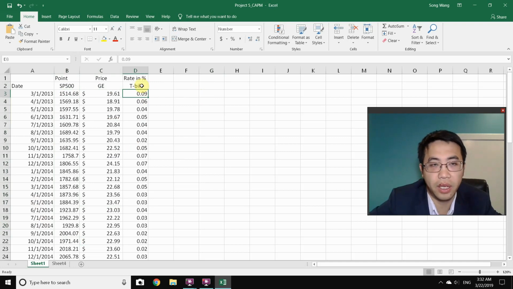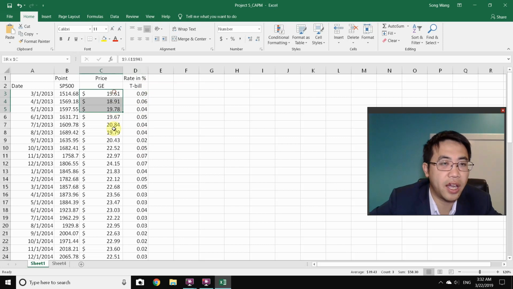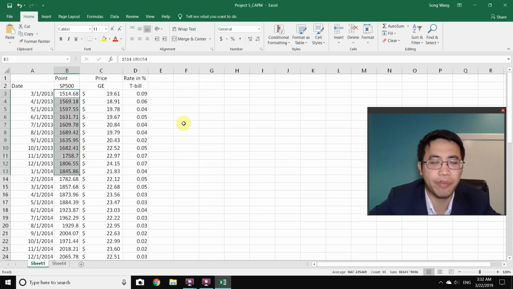The T-bill is the debt security offered by the Treasury Department of the United States. Okay, so that's our risk-free. The T-bill is already in percentage. I got it from the Federal Reserve Bank of St. Louis. And I also have this GE. I got it from Yahoo Finance. Standard & Poor's 500, I got from Yahoo Finance.